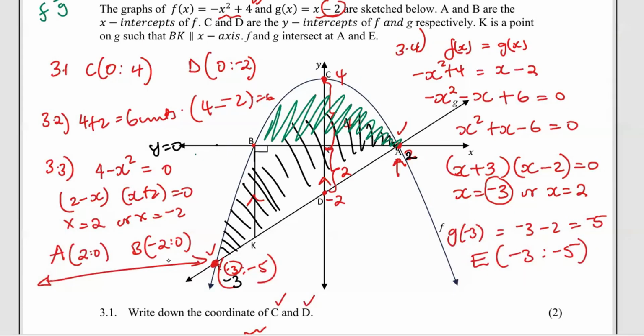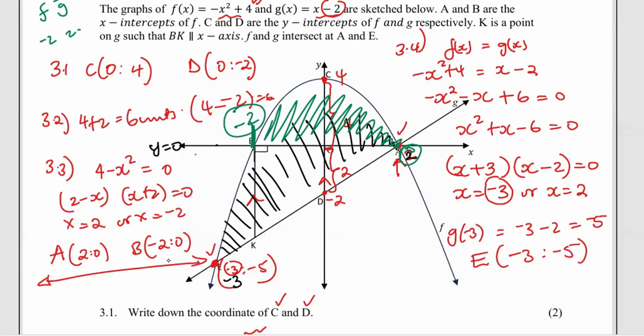So where do we find f to be above while g is below? g is below throughout, up until point A. But f will be above from A up to B. So this point here is negative 2. So between negative 2 and positive 2. That is point number 1, negative 2 and positive 2.